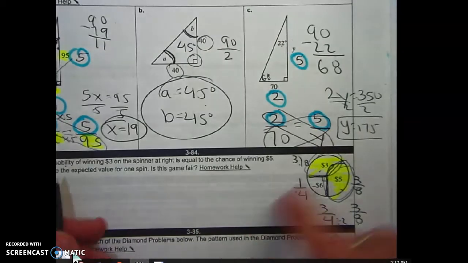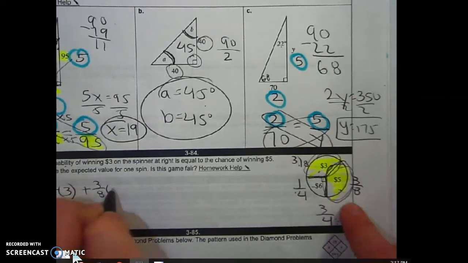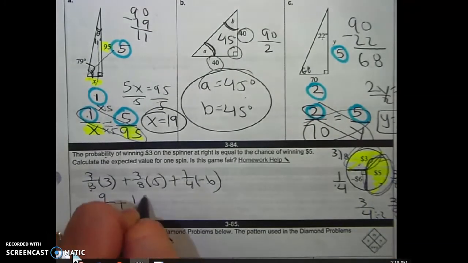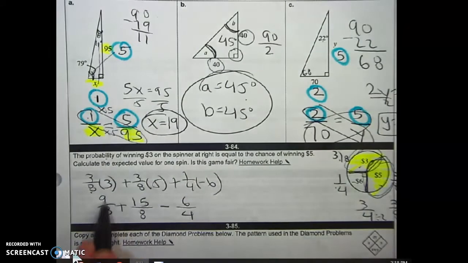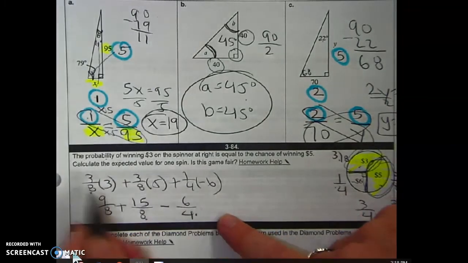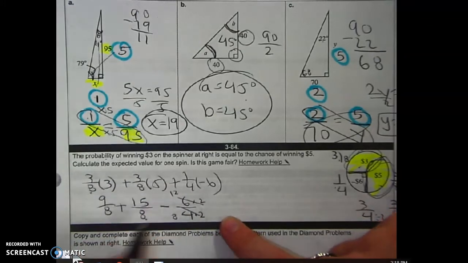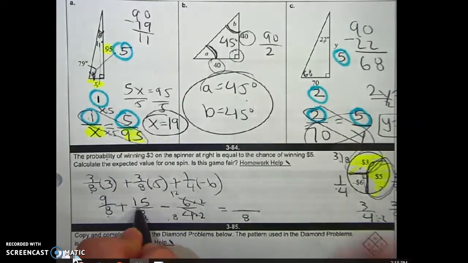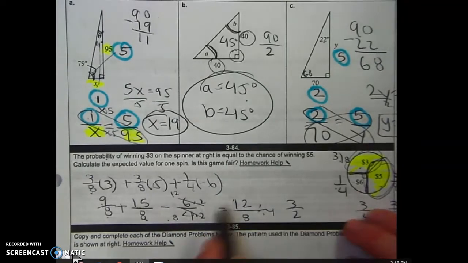Okay, so let's see if the game is fair. 3/8 times 3 plus 3/8 times 5 plus 1/4 times -6. This is 9/8 plus 15/8 minus 6/4. So I actually want to make these to be the same common denominator, so I'm not using a calculator. Times 2 times 2. So that's really 12 over 8. So see how all the 8s are the same now? 9 plus 15 is 24, minus 12 is 12/8. Divide by 4, 3/2. Okay?